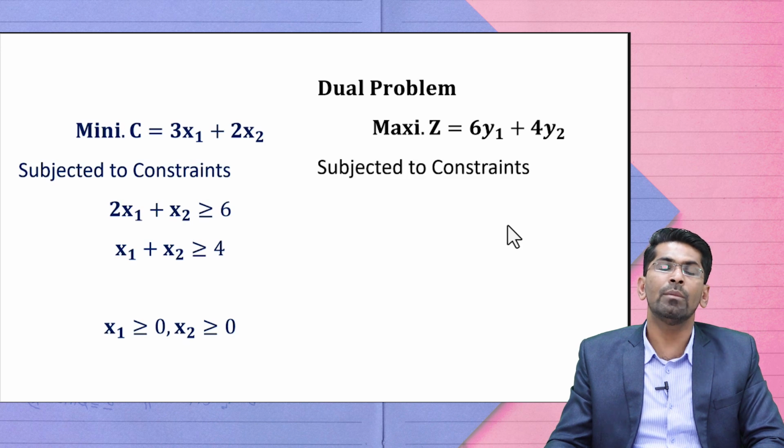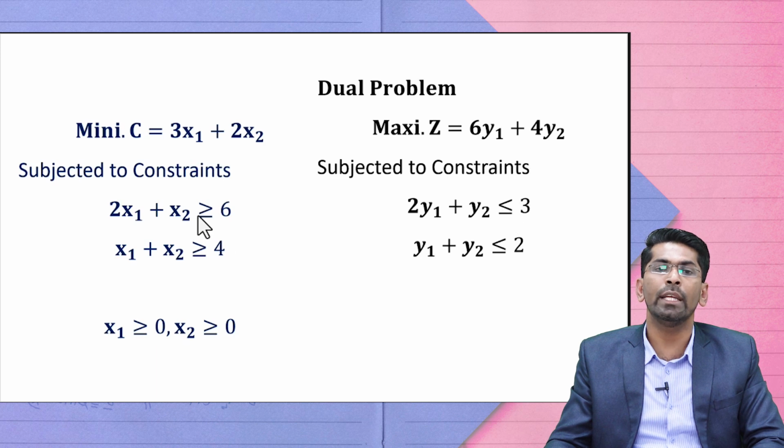So here it will become the dual problem, which is subjected to the constraint, obtained by taking the transpose of the variable coefficients, that is 2, 1, which we now consider in the form of a column, and 1, 1 will be considered for the second column. So it will become 2y1 plus y2 less than or equal to, since it is greater than or equal to in the primal problem.